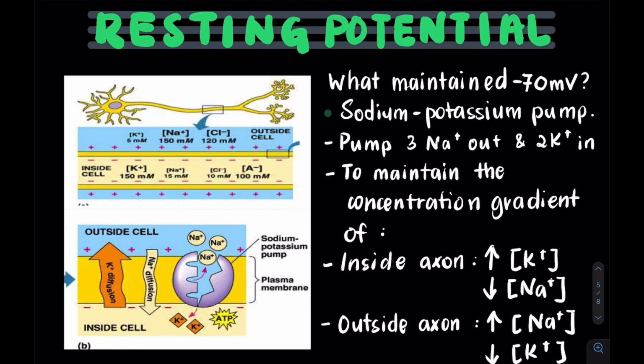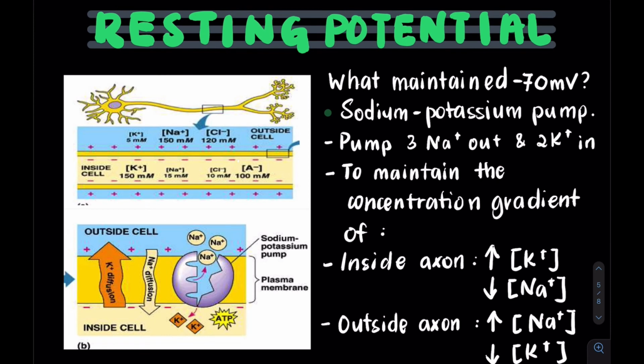And the number of ions pumped at a time is 3 sodium out and 2 potassium in. So this makes sure that the concentration gradient of sodium ions is high outside and potassium is high inside, so that diffusion of these ions will continue to occur during resting potential.